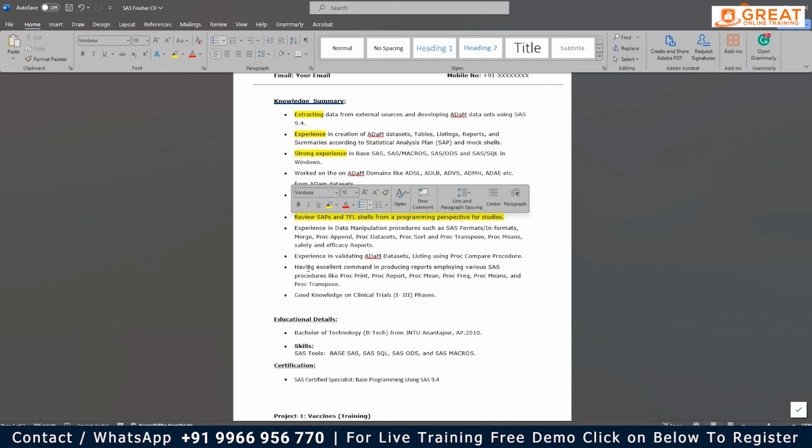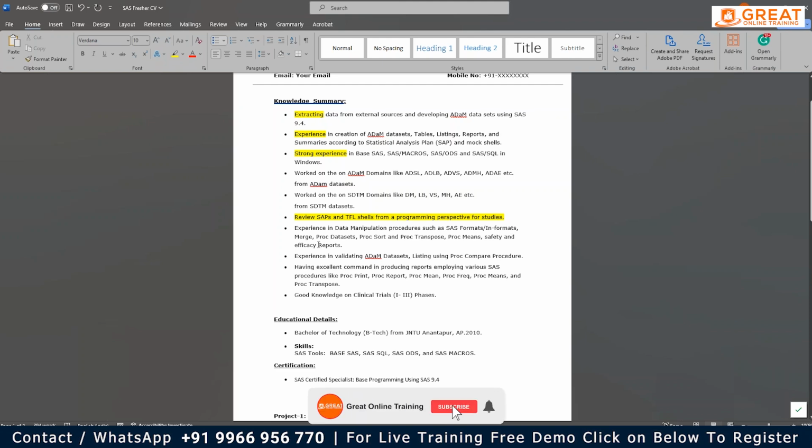You remove it. Experience in data manipulation procedures such as SAS formats, informats, merges, append. Instead of append, we will not use it much, so try to remove it. Okay, so proc datasets, proc sort, proc transpose, proc means, proc safety and efficacy reports creation. It is written. Don't write it.